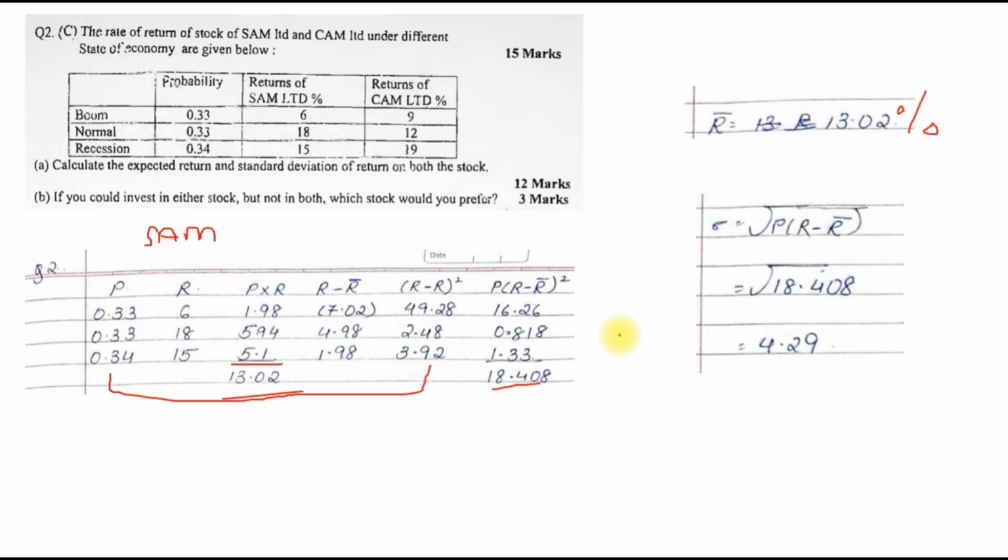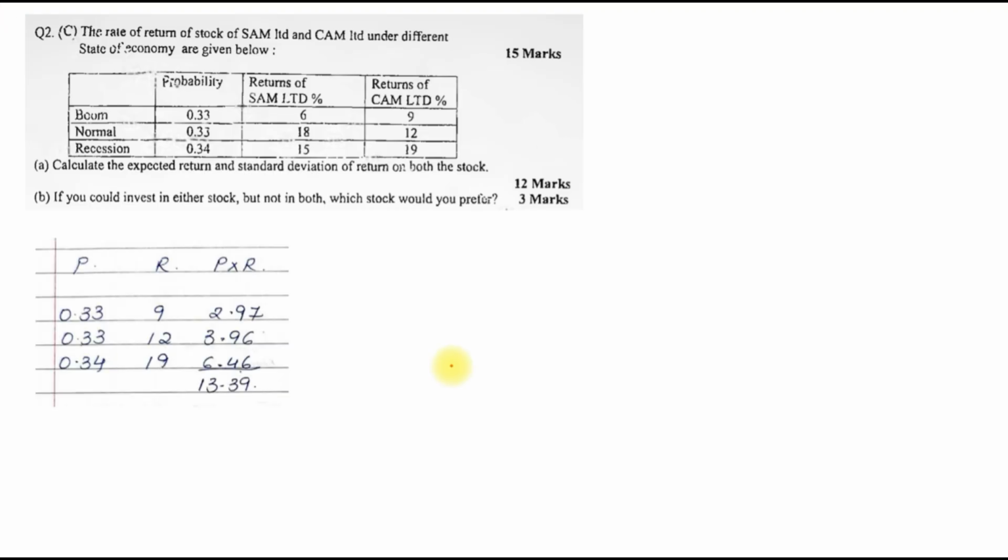Okay, so your standard deviation is nothing but the root of variance. So our final answer comes to 4.29. So 13.02 is the expected return and 4.29 is the standard deviation. Okay, this was for SAM Limited. Similarly, we'll have to do it for CAM Limited.